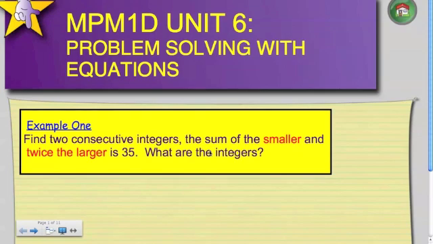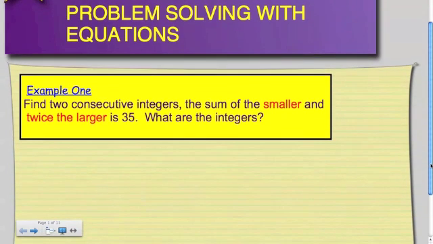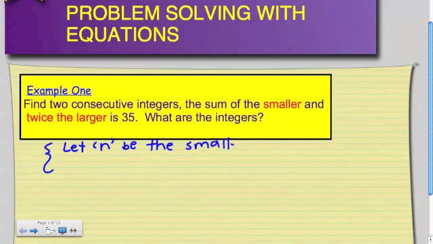All right, so question number 1. Find two consecutive integers. The sum of the smaller and twice the larger is 35. What are the integers? So first of all, we have two consecutive integers. So let's state that let n be the smaller integer. So n has to be the smaller integer. We've got to state that first.